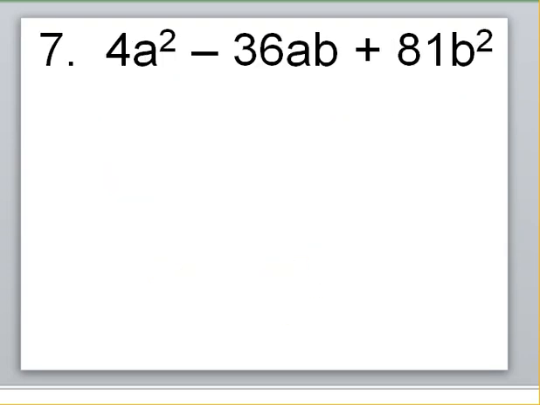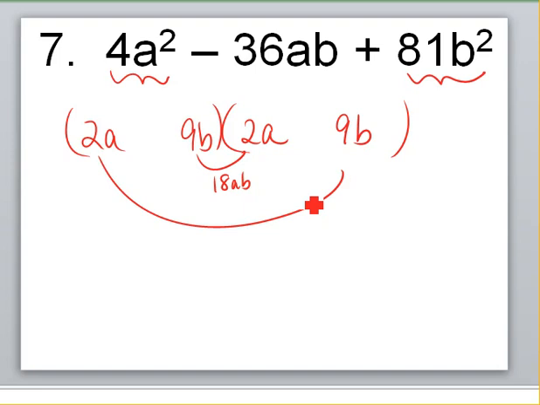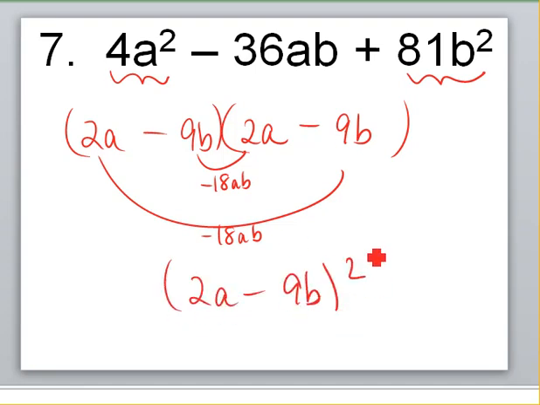My next problem, I have no greatest common factor, but when I look at this again, I have a squared term and a squared term. So I'm definitely going to try the 2a times the 2a. And notice I have a b squared here, so I need to say this is 9b and a 9b. This gives me 18ab and 18ab. I need a negative 36, so I just need a negative on both of those. That does give me negative 36. And so I can write 2a minus 9b quantity squared.